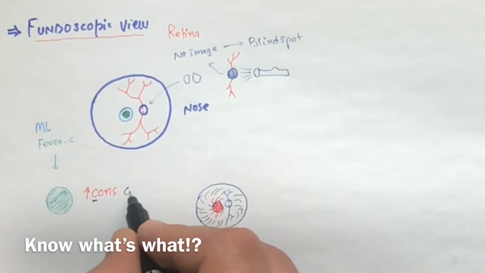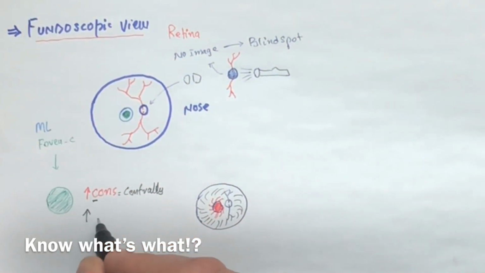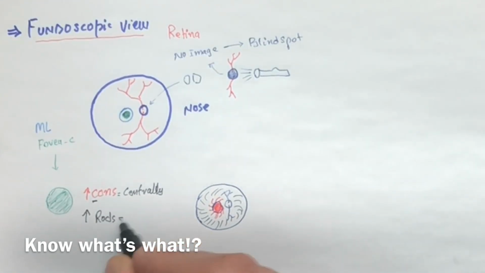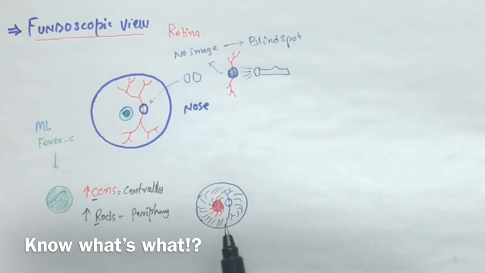So in the center, C is for the cones and C is for the center, and then the rods, there's a lot of rods in the periphery of the retina. So this is how they are organized.